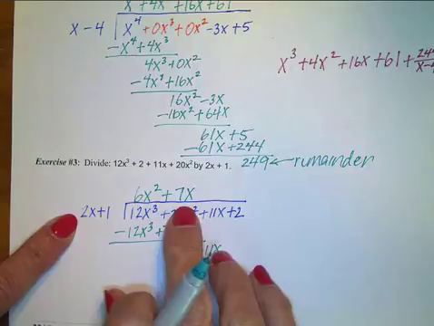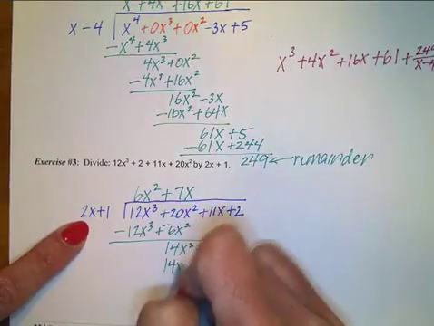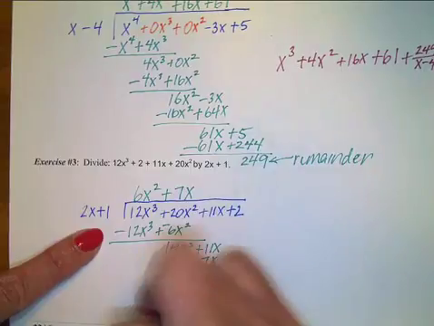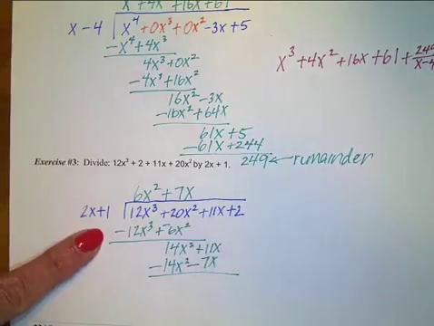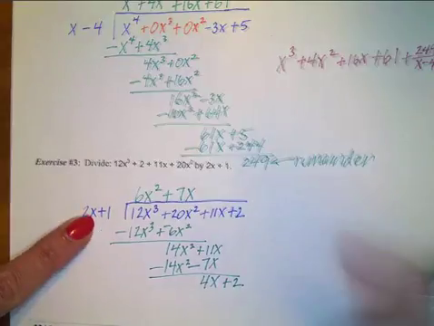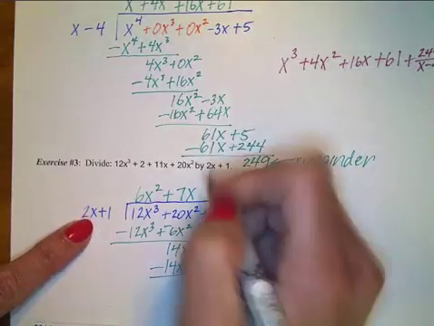So now 7x times 2x is 14x squared. 7x times 1 is 7x. Draw your line, switch your signs. So now I have 4x. Bring down your 2. So 4x divided by 2x is 2.